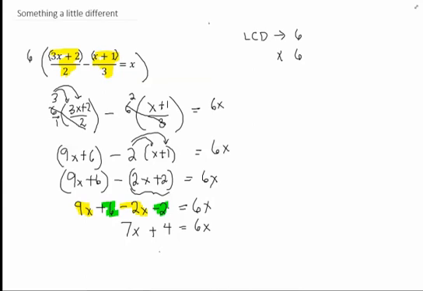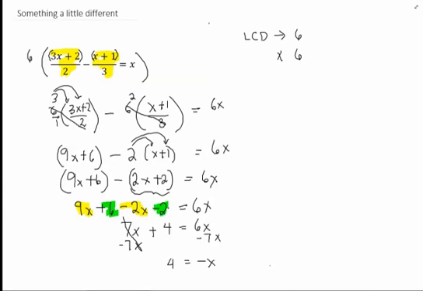Now I'm going to collect like terms, or move variables. Essentially, I have variable terms on both sides of the equation, so I have to move my variables all onto one side. I'm going to create a 0 with this 7x, so I'm going to subtract 7x from both sides. 7x minus 7x gives me 0, so I'm left with just 4 here. 6x minus 7x leaves me with negative x.